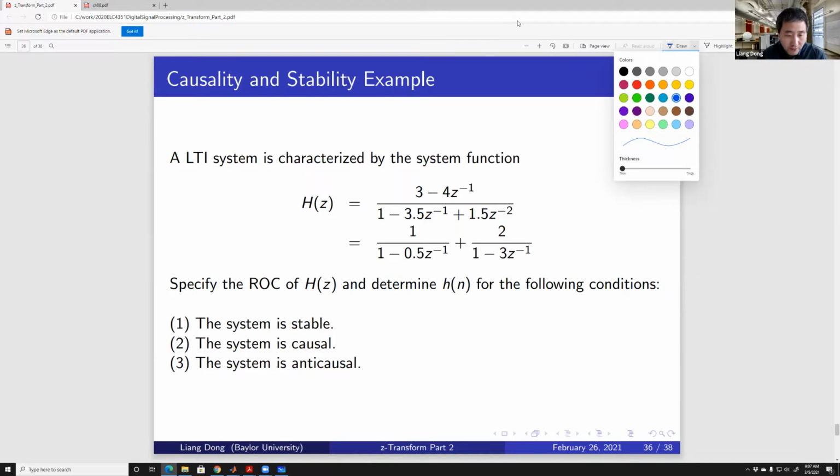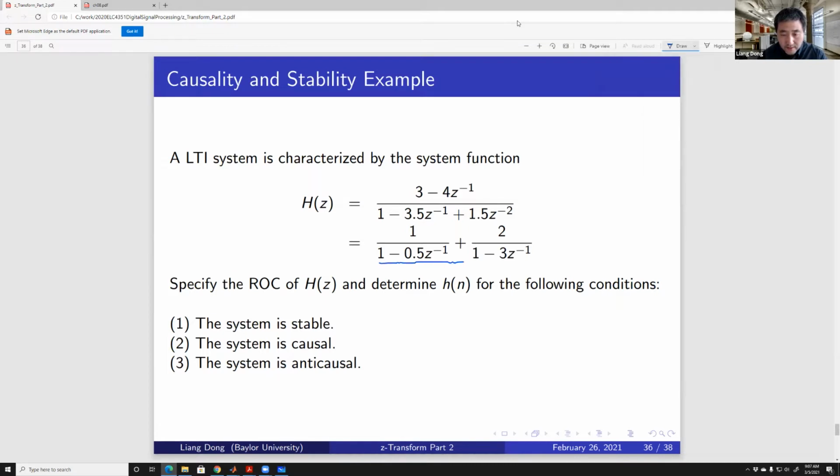and then determine h[n] by doing an inverse Z-transform under the following conditions: the system is stable, the system is causal, and the system is anti-causal. First we examine the partial fraction expansion. We end up in this last step.